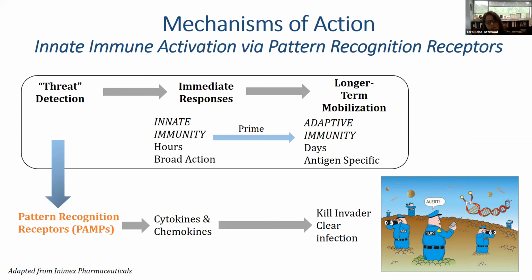Primary to the innate immune response, lots of events occur there, but primary is this group of receptors called pattern recognition receptors. And really their job is to act as a police force in identifying primarily microbes that are foreign to the body. What they do is they recognize these, and they set off a series of events that are related to the production of lots of cytokines and chemokines to eventually help clear the invader, clear the infection.